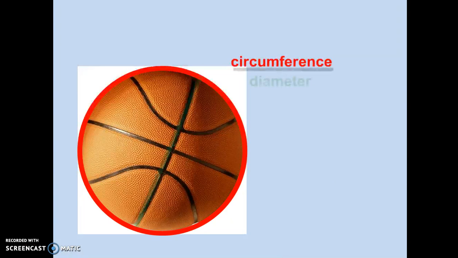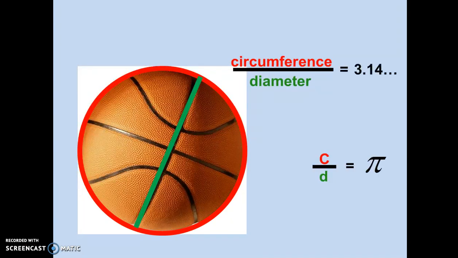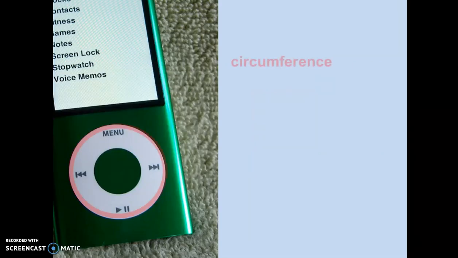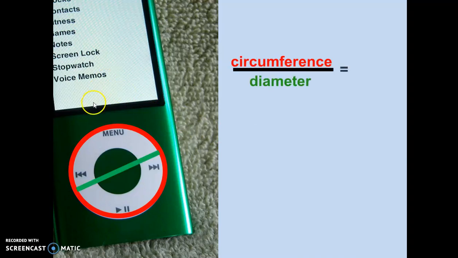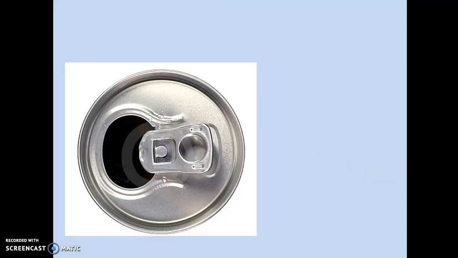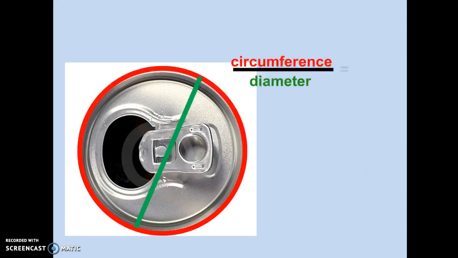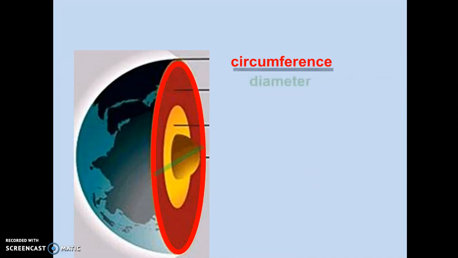Or this basketball, you can measure the circumference divided by the diameter and you will get 3.14, or pi. Or this ancient contraption known as an iPod, you can measure circumference and diameter of the wheel here and you will get pi. And this thing, top of a can, circumference by diameter, pi. I think you get the point. That's where pi comes from. It's not a made-up number. It's not mysterious. Planet Earth, same thing, pi.